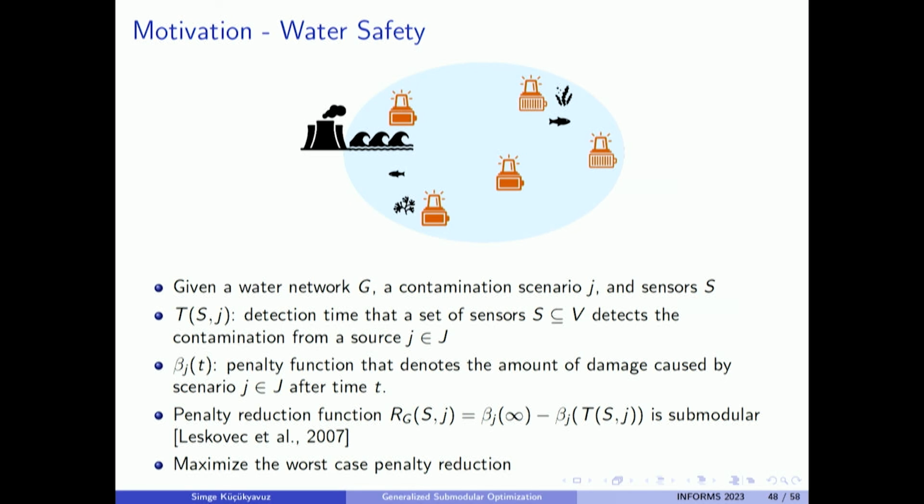And if you interfere and place sensors and you detect it on time, we assume we can treat immediately. That will be beta J TSJ, and then the penalty reduction function RG is the difference between these two. No sensors, you let this disseminate through the water network versus you place the sensors, you detect in time, treat it, and you save some contamination. So that penalty reduction is known to be a submodular function.